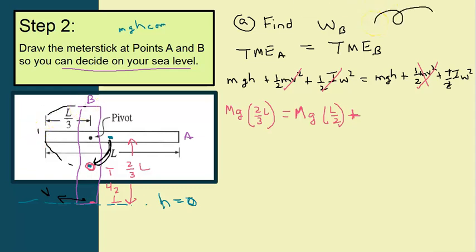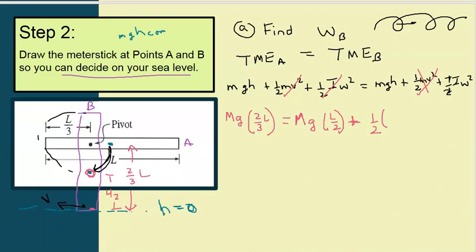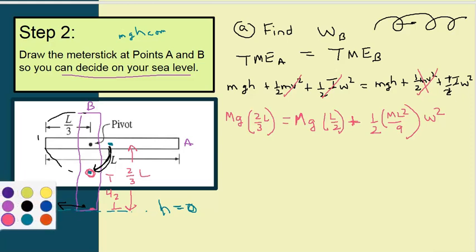If it were translating, it would be doing like that. It would be translating and rotating. Okay. So plus 1/2 I, which was ml squared over 9, times omega squared. And this is what we're looking for. We're looking for omega.